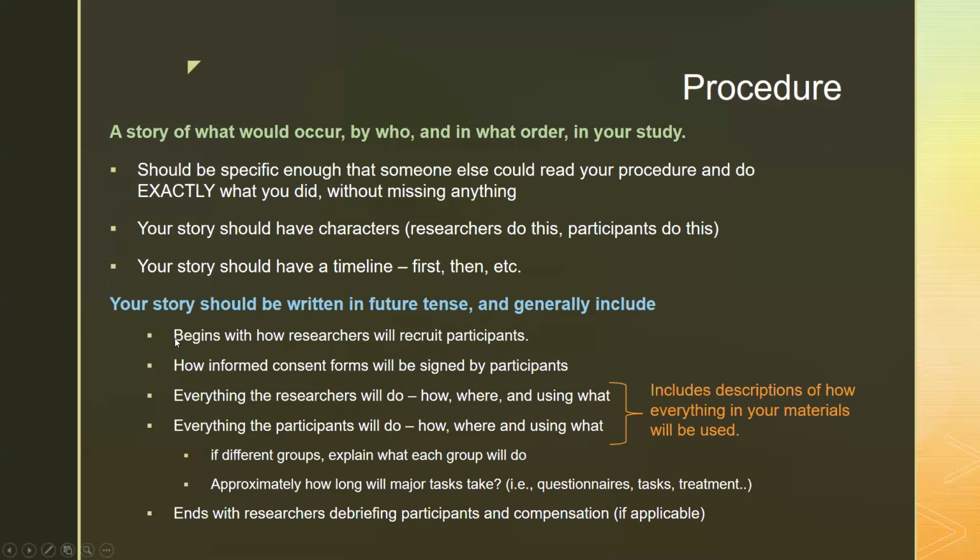So we have these two pieces in the beginning that go in everyone's: how you're going to recruit them, how you're going to get informed consent. The middle of the procedure section is going to really vary across everyone, just depending on what your experiment or your study is doing. And then the end is more similar across people. So the end of the procedure section is always going to finish with how you, the researchers, are going to debrief participants and give them their compensation if you decided to give them any.